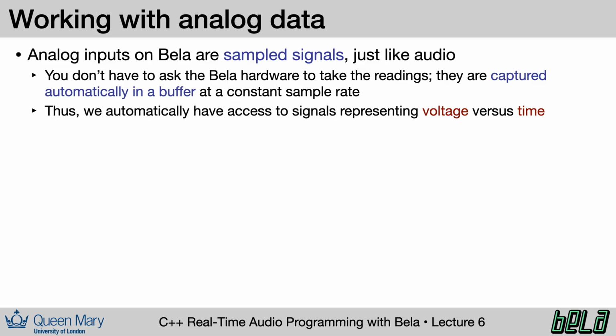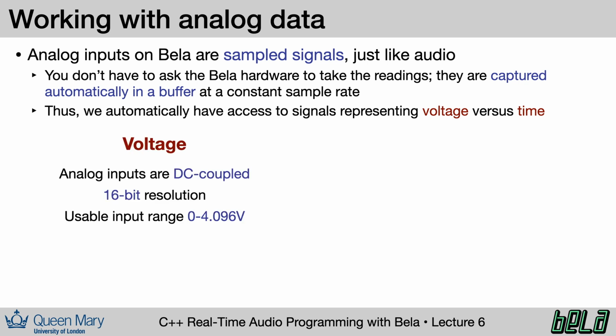Let's now talk about how analog I/O works on Bela. One of the things that makes Bela special is that it treats its analog inputs and outputs as sampled signals almost exactly like audio. What this means is that your analog inputs are always sampled for you automatically. Your Bela code never needs to ask the hardware to take a reading. It's already been done for you, stored in a buffer, and it's available for you just like the audio signals are. Effectively, the analog input buffers are signals representing voltage with respect to time. And let's talk about each of these in turn.